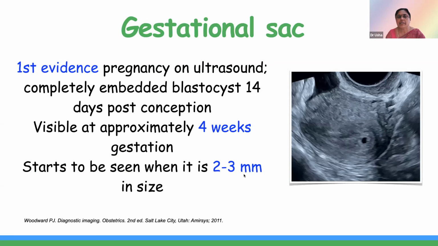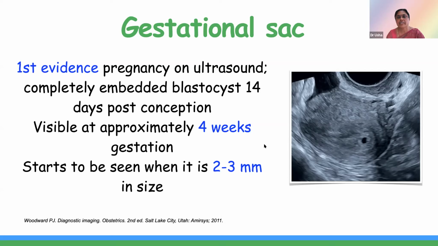By the time the gestational age becomes 4 weeks, the gestational sac becomes visible, because at this time it reaches about 2 to 3 mm. Visualizing a gestational sac, otherwise called the chorionic cavity, is the first sign of pregnancy on ultrasound. This is a completely embedded blastocyst, which happens after 14 days post-conception.